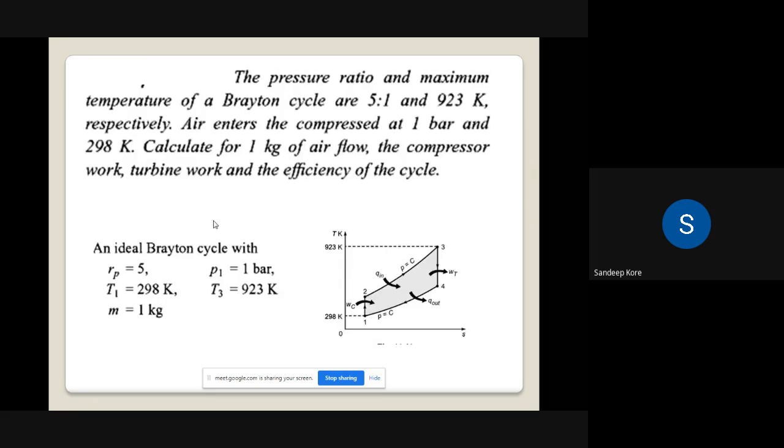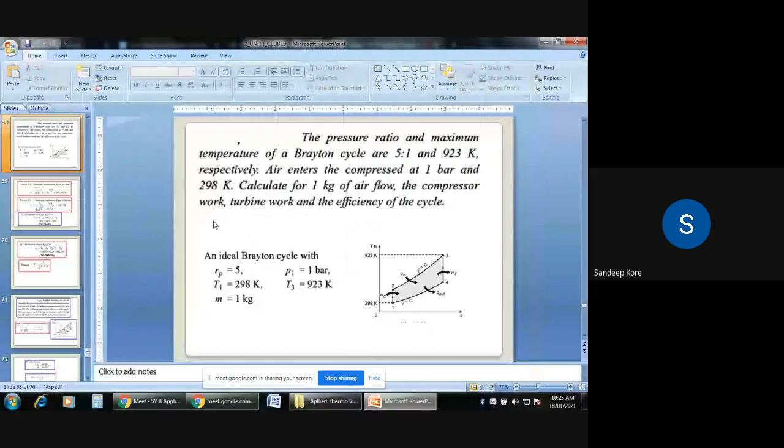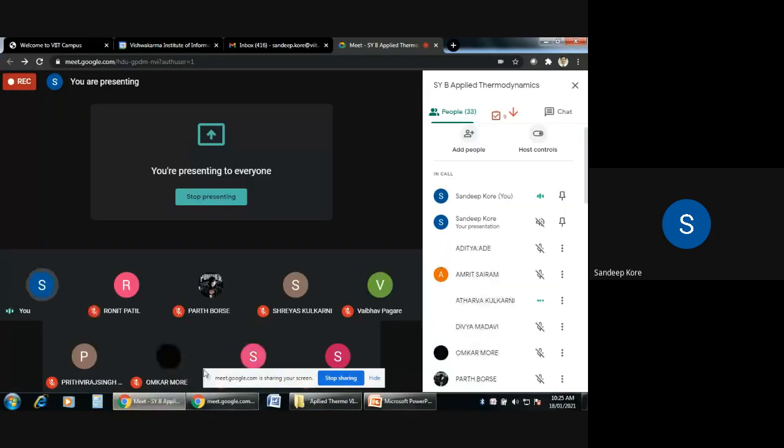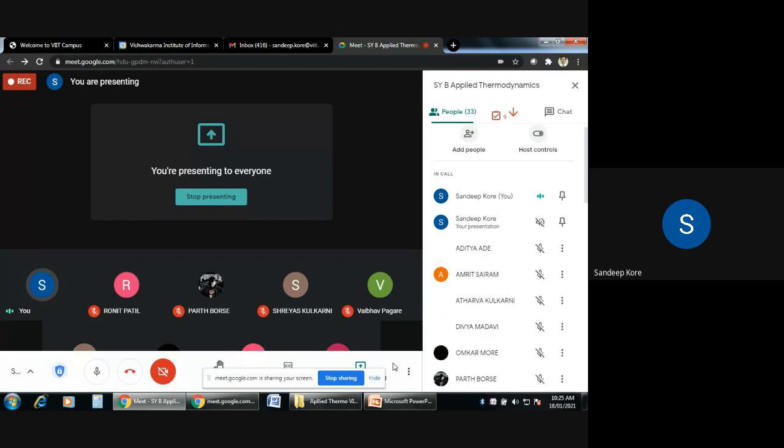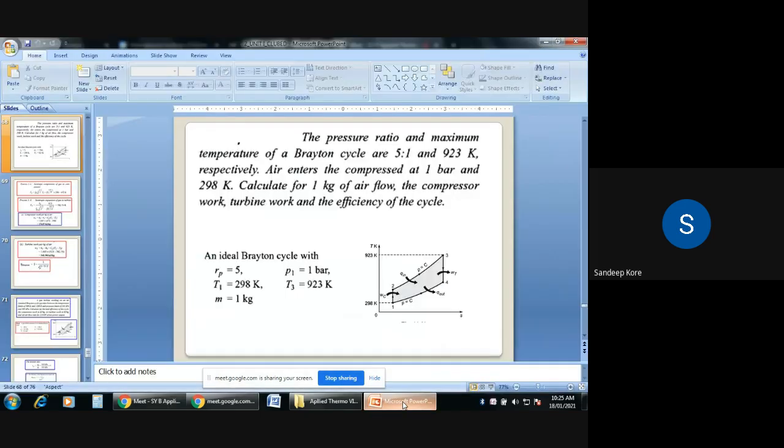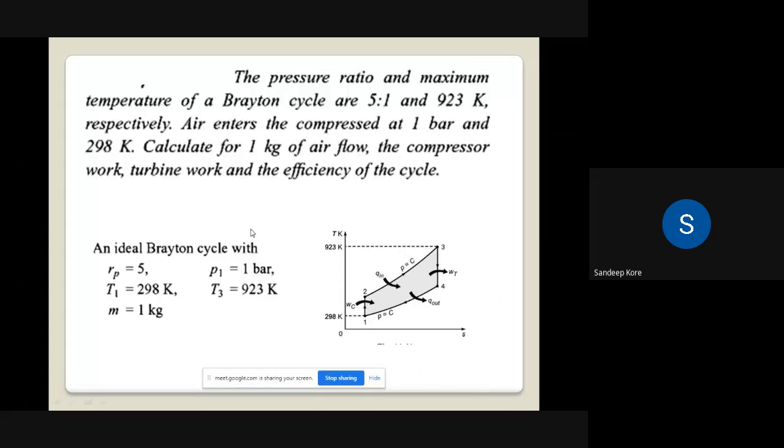Now we'll go to the problem. So all of you have to note down the given data and try to solve it.